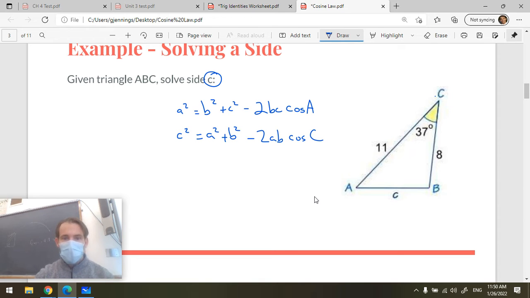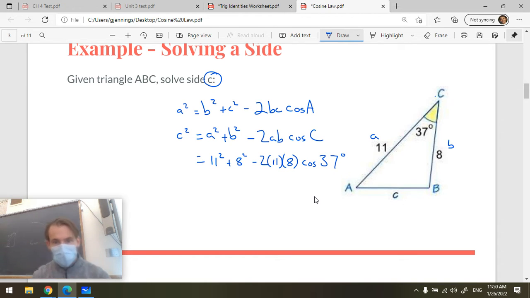Okay, so you're going to copy down this formula, and you're going to copy down my method here on your handout. This is equal to, we'll call this one A, sure. Call this A and this B. Okay, and here's angle C. Okay, so 11 squared plus 8 squared minus 2 times 11 times 8 times the cosine of angle C, which is 37 degrees. That's cool. I was just working with 37 degrees in another problem. All right, now just evaluate. But don't forget, this is equal to C squared.